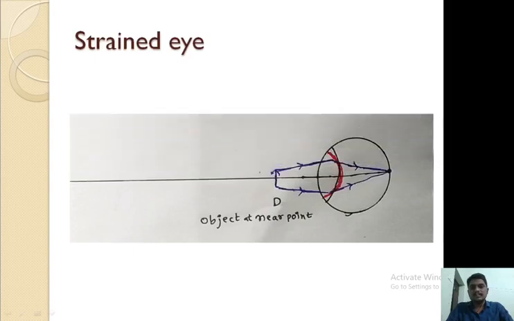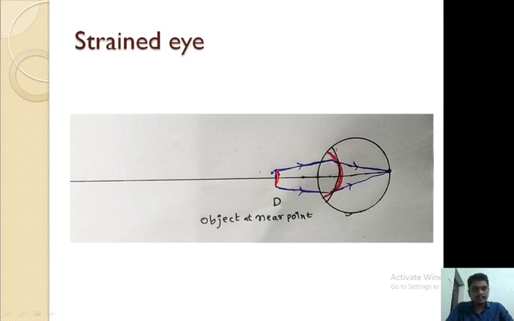Next, when any other object is placed at the near point, how does it look to us? When the object is placed at the near point, what happens? Here the light rays are not parallel. If they were parallel, they would come to focus exactly on the retina. Actually these are not parallel.